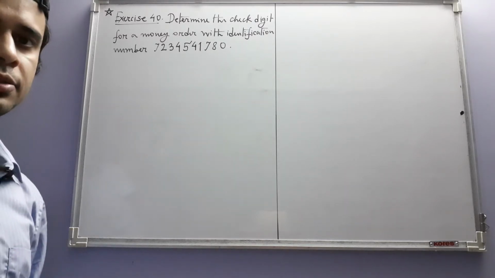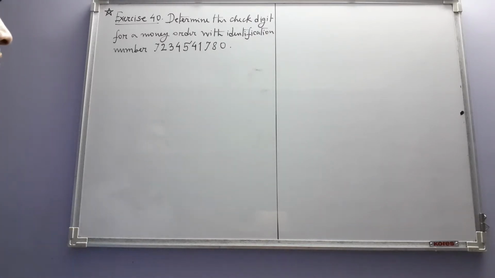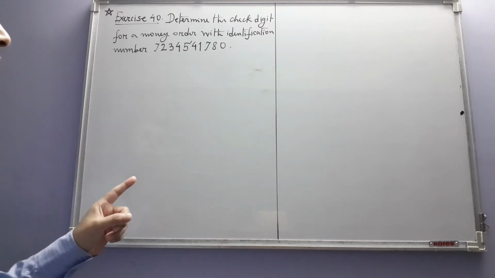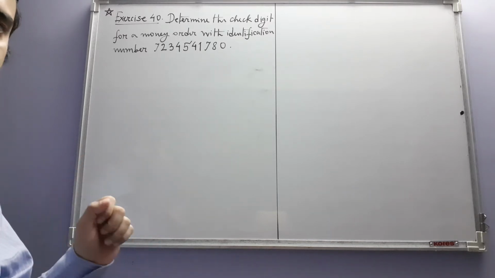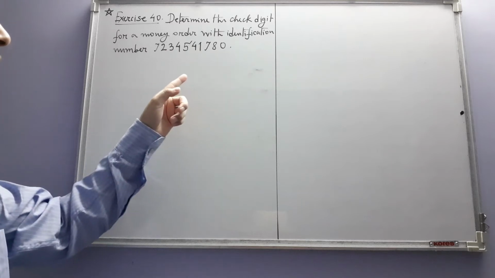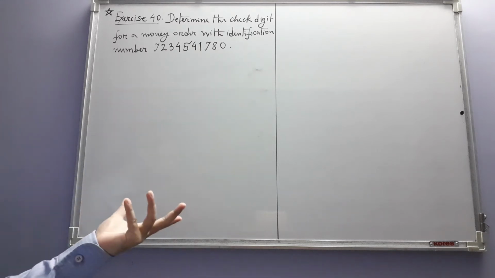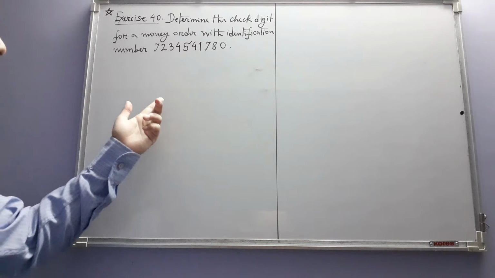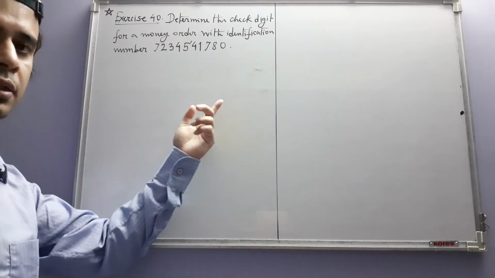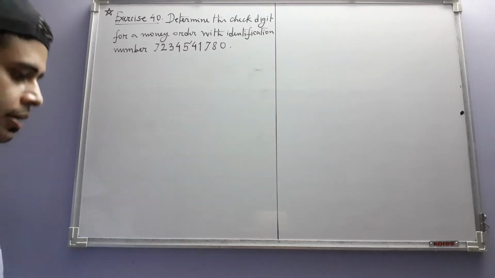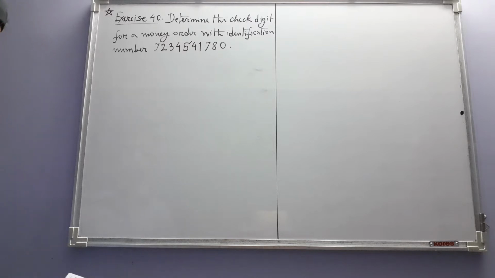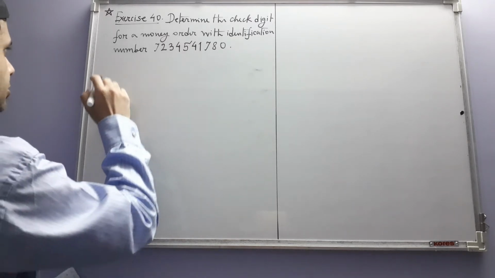Next, exercise 40. Here we have to determine the check digit for a money order whose identification number is this. To find the check digit, you have to find the remainder when you divide this number by 9, and you can directly calculate and see that you have this.